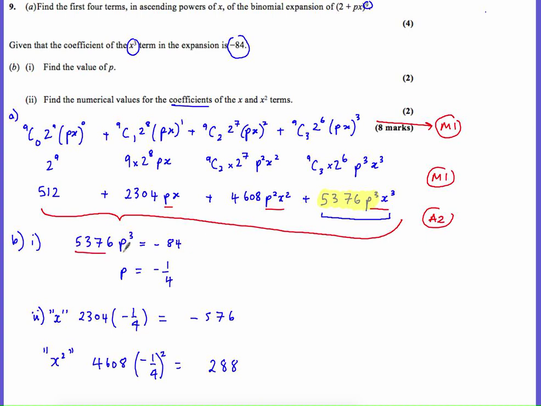Pulling this coefficient out and setting it equal to minus 84, 1 mark, being able to solve that. Next mark, little substitution, 1 mark, little substitution, 2nd mark.